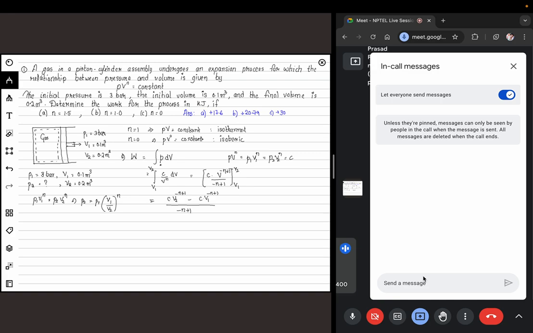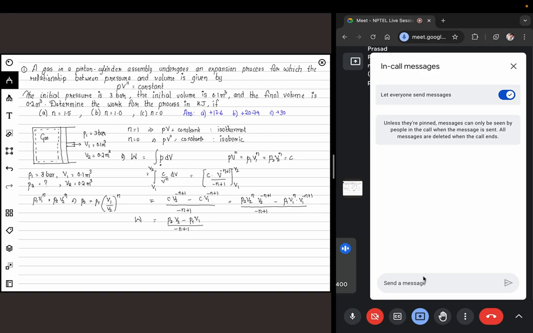We already know C is PV to the power n, so if I substitute that back, in the first place of C I am substituting P2 V2 to the power n, and in the second place I am substituting P1 V1 to the power n. So this leaves us, so this is the work done in case of a polytropic process.